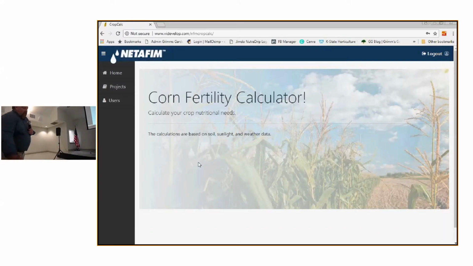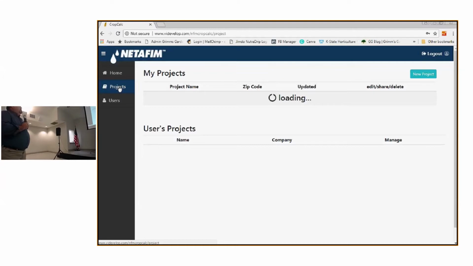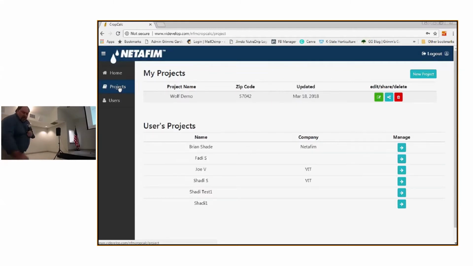So we're going to go to projects. That's the home page, projects. Okay, I've front loaded some projects already. And so you can have more than one project in here. We're going to use this Wolf demo as a project.